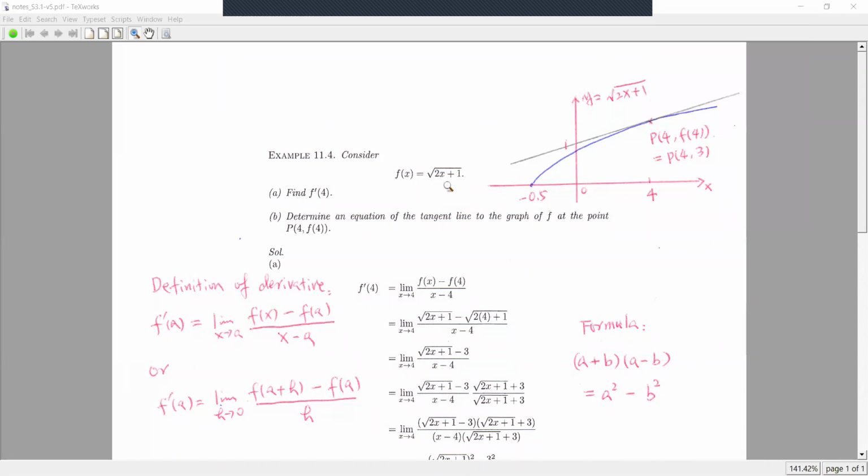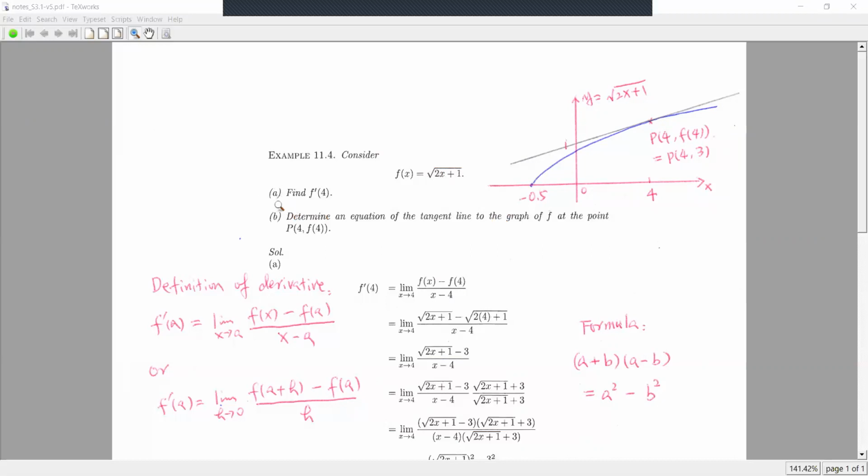Example 3. Consider this function. The graph of this function is this blue curve. The domain of the function is from negative 0.5 to positive infinity, including negative 0.5. For the numbers that are less than negative 0.5, this function is not computable. So from negative infinity to negative 0.5, this function has no graph there.